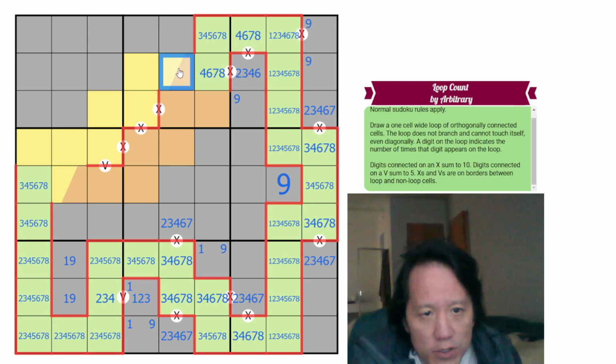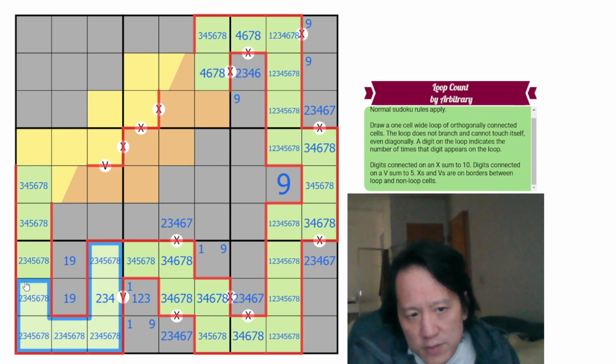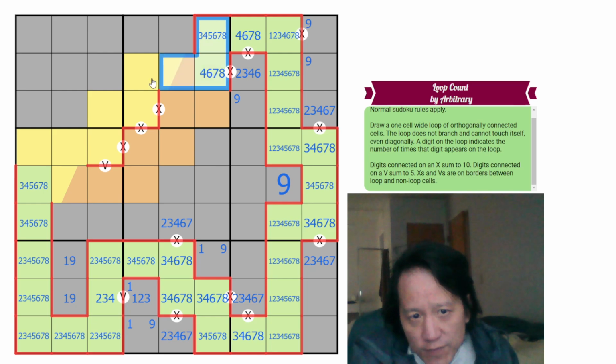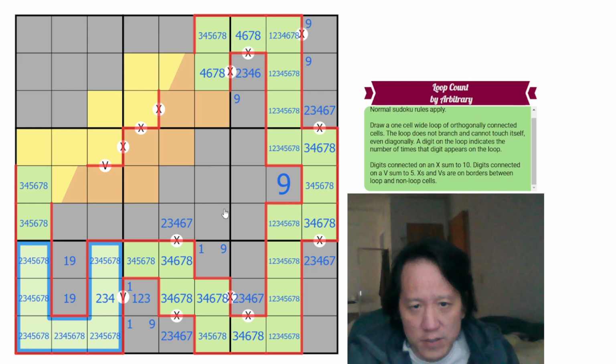So again, this is 1, 2, 3, 4, 5, 6, and 7. This is 1, 2, 3, 4, 5, 6, 7. So we have 36. This is at least 4 and maybe 5 in this box. This is 5 in this box. This is 7 in that box, obviously.